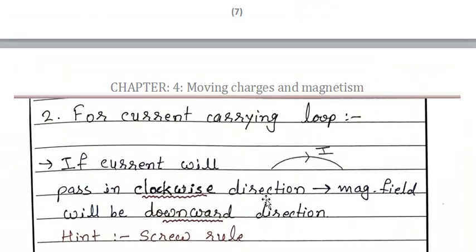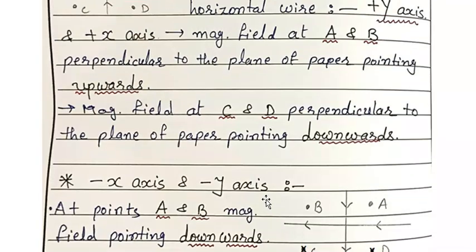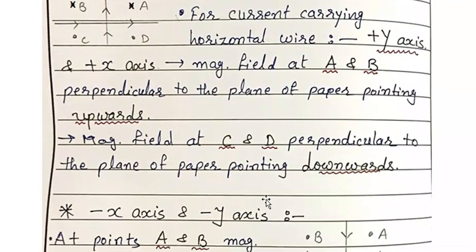So these are a few rules through which you can easily understand the direction of a magnetic field.